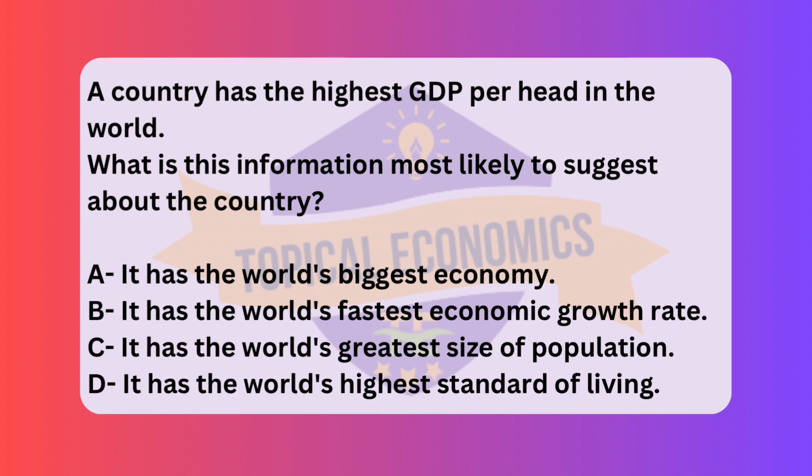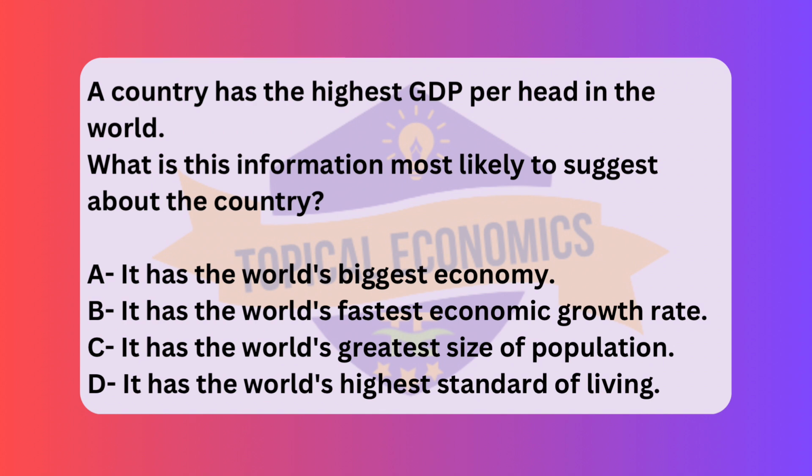The correct answer for this question is option D. GDP per head represents the average income of people in a country. A high GDP per head suggests that, on average, people in that country have more income to spend on goods, services, and other life-enhancing activities, which usually leads to a higher standard of living. This measure is closely related to the economic prosperity of the citizens, even though it doesn't directly account for factors like wealth inequality, healthcare, or education.